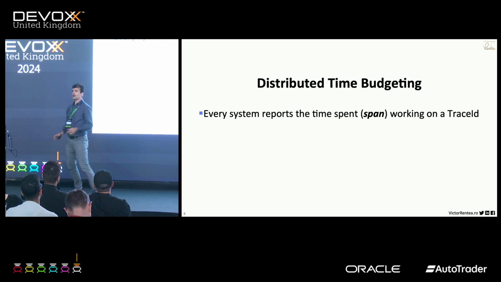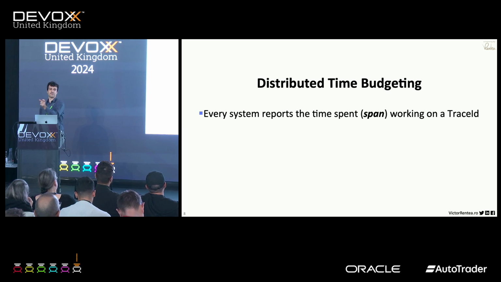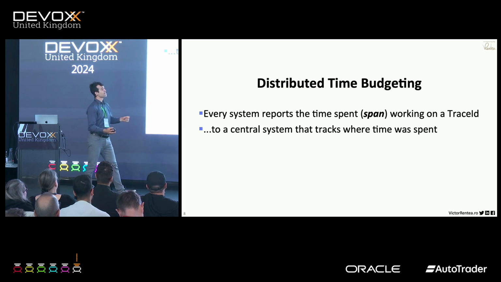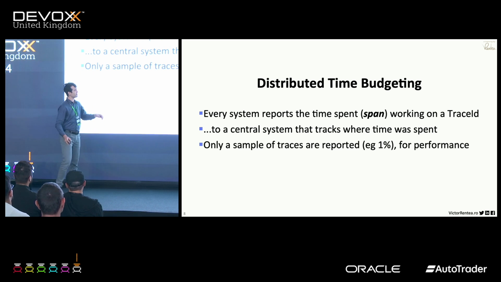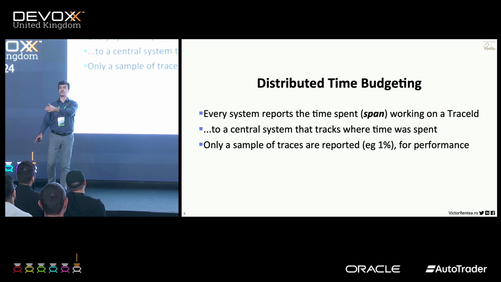And then the next thing we want to do is to measure how much time each of these systems spent working on that trace ID. And we define this as a span. And then all of our systems are going to report these spans to a central system that is going to track where time got lost.